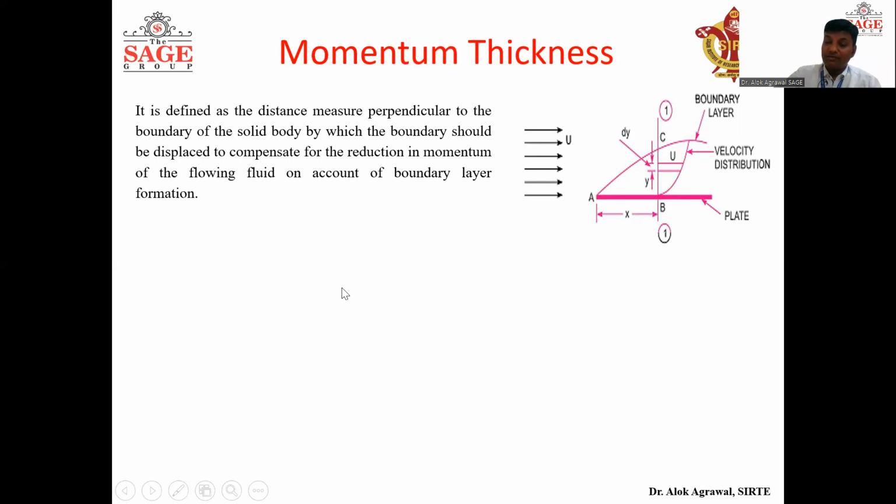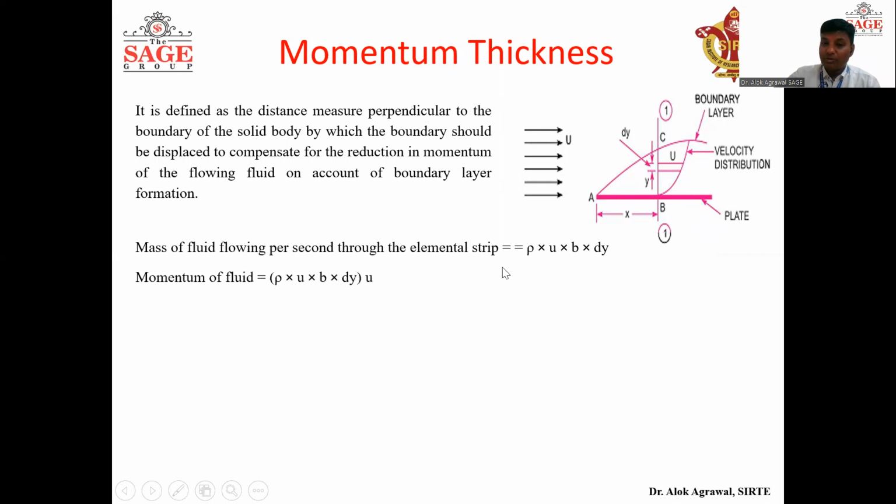Again, there we calculated mass flow rate. Here we have to calculate momentum, that is mass into velocity. The mass flow rate through this strip is already taken as rho into u into b into dy. Now we have to convert this into momentum, so we multiply it by u, since mass into velocity gives momentum. So the momentum of fluid passing through this strip will be rho u b dy into u. Similarly, in the absence of the plate, what will be the momentum of the fluid passing through this strip? This small u will be replaced by capital U, because if the plate is not present, the velocity of fluid through this strip will become capital U.